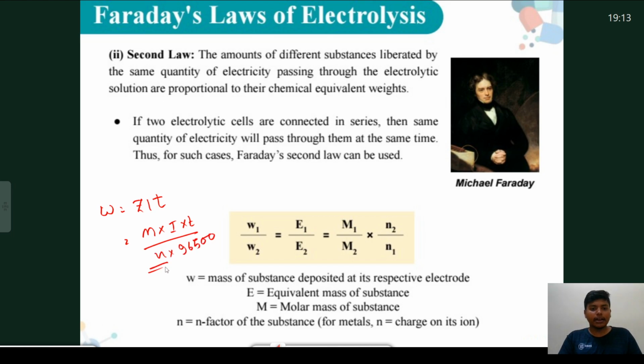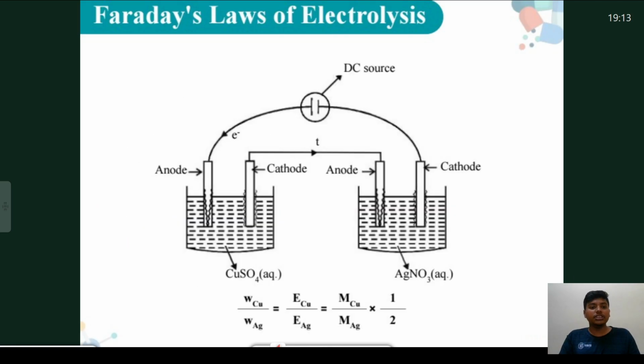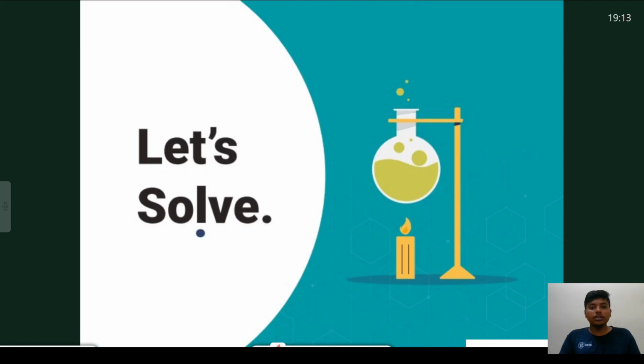Okay, what is n factor? I told you how to calculate. n factor is nothing but how many electrons are involved in that reaction. Sometimes for metals, whatever the oxidation state change, that is the n value, the number of electrons changed. So this is the thing.